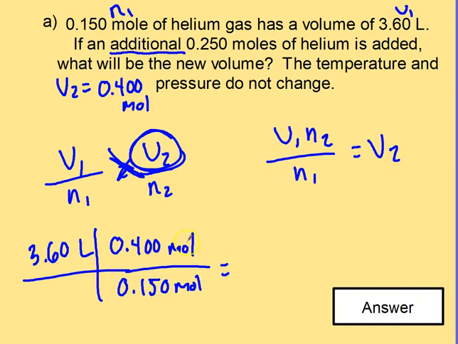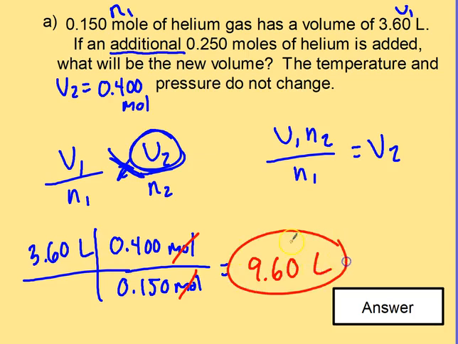Okay. Plugging it in, moles cancels out. My answer's in liters, so I'm going to multiply and then divide. 3.60 times 0.4 divided by 0.150, and I got 9.6. Well, I need 3 sig figs, so I'm going to add one more 0. 9.60 liters, and there's my answer.